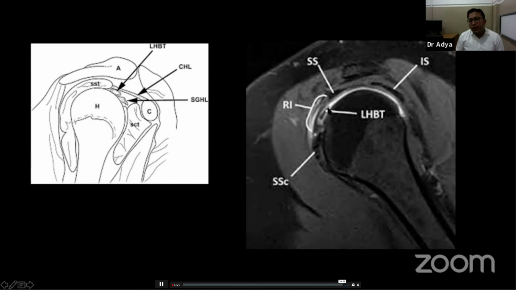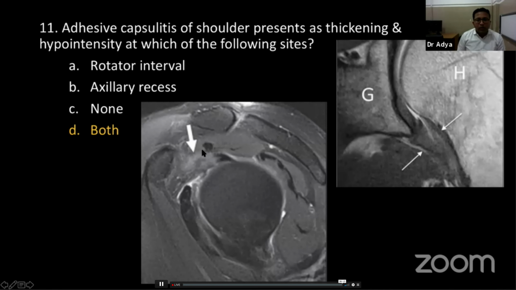In adhesive capsulitis, there is presence of soft tissue. Now, if I can go back one slide, as you can see, all the structures of the rotator interval are kind of smudged and thickened, and there is loss of normal anatomy. So the long head of biceps tendon, which is an intracapsular tendon, gets trapped within this soft tissue and leads to pain on elevation of the shoulder. So there will be thickening of the axillary recess as well as rotator interval in adhesive capsulitis.